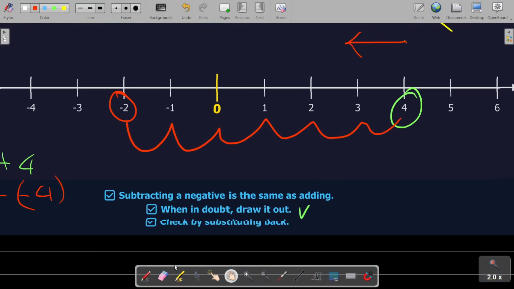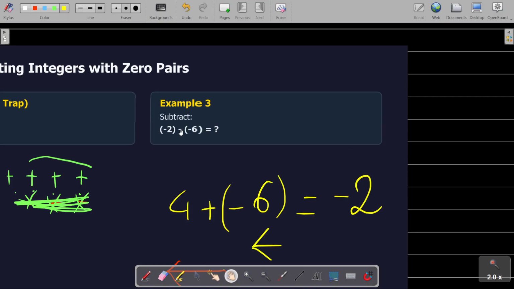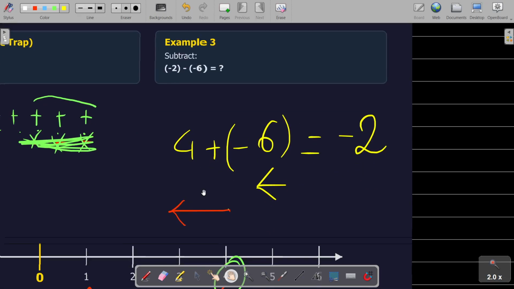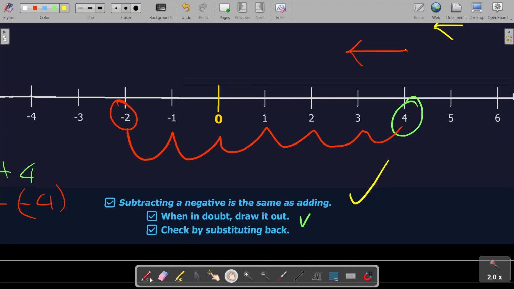So today we close by building new habits. Of course, subtracting a negative is the same as adding, and two negatives next to each other becomes a positive. And we reinforced two other ones actually. When in doubt, draw it out, and check by substituting it back. It looks a little bit glitched out here. I don't know why, but I hope my words are clear when I'm repeating the habits to you: check by substituting it, as we did right here, and then we got our check, and the rule is now good.